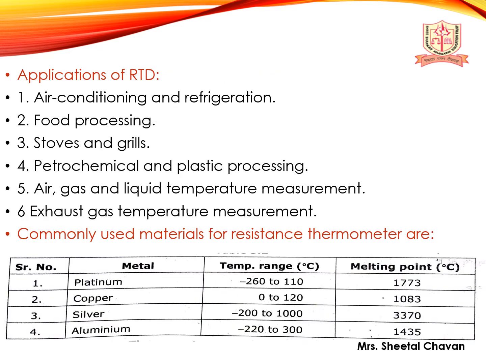The next point is applications of RTD. It is used in air conditioning and refrigeration, food processing, stoves and grills, petrochemical and plastic processing, air, gas and liquid temperature measurement. Also it is used in exhaust gas temperature measurement. The next is commonly used materials for resistance thermometer. These are the different metals used, and the second column gives the temperature range and the melting points of each metal like platinum, copper, silver and aluminium. They have different temperature range and melting point as shown in table.